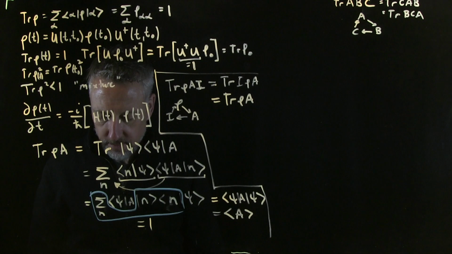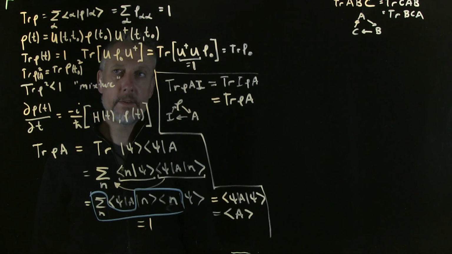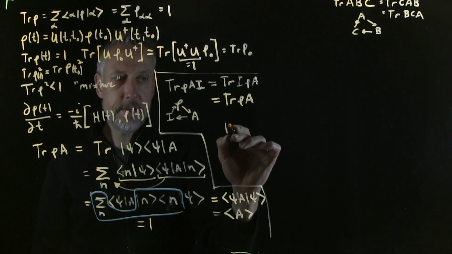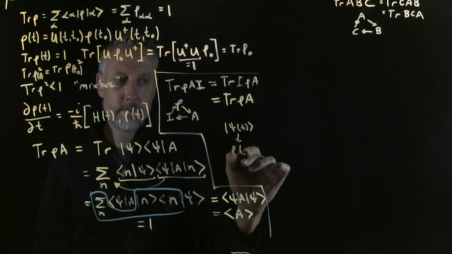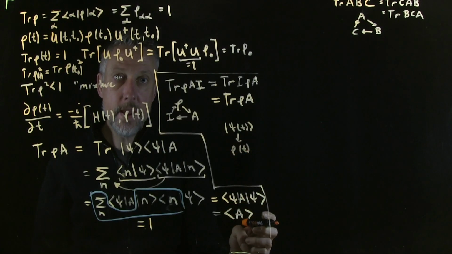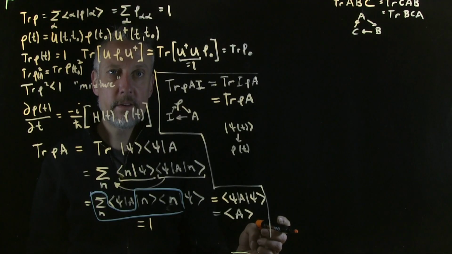Okay, so for example, one of the things that we're going to want to be able to do in the class is compute psi of t, of course, or rho of t, and then use it to compute an expectation value of an operator relevant to spectroscopy.